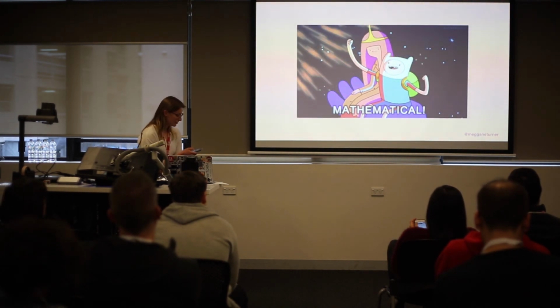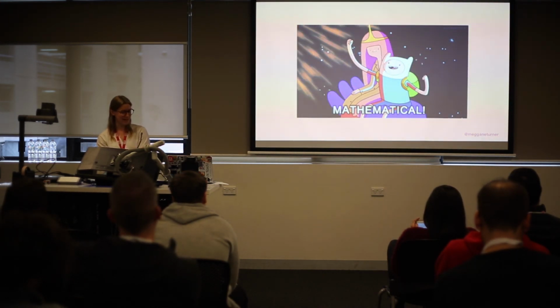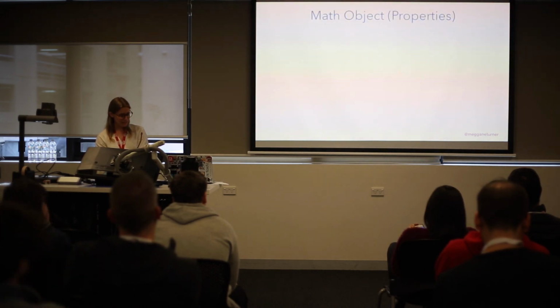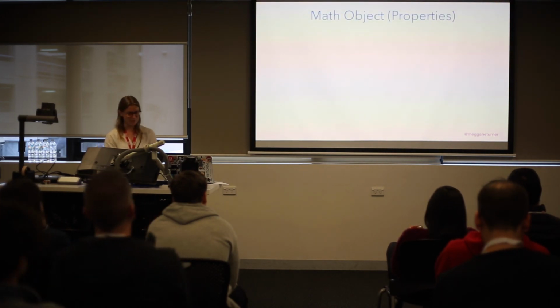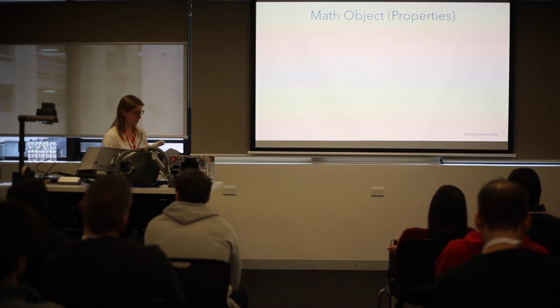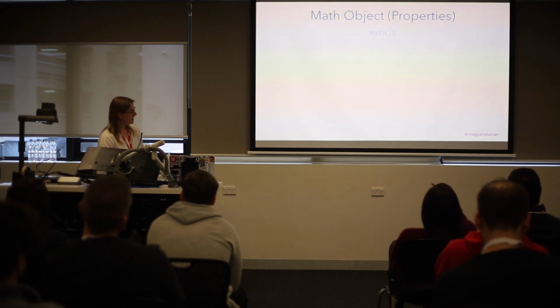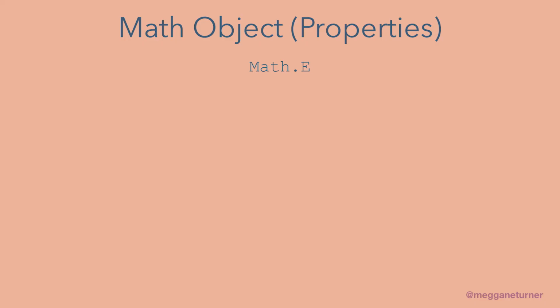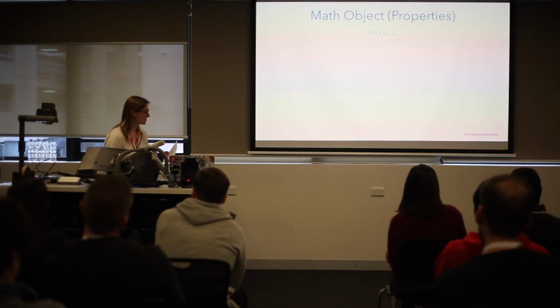Now let's get mathematical. Let's have a look inside the Math object. So again, we've got a bunch of properties. These ones I don't know anything about, so I'm going to read off my notes. I'm sorry, that's very unprofessional. Math.E will return Euler's constant, which is the base of the natural logarithm. If that means anything to you.